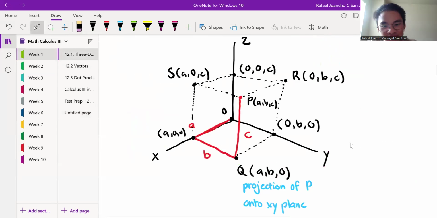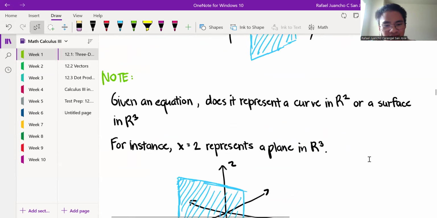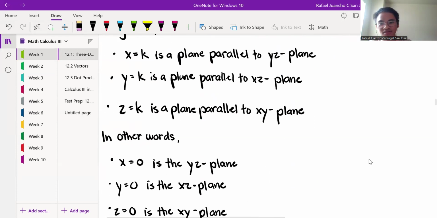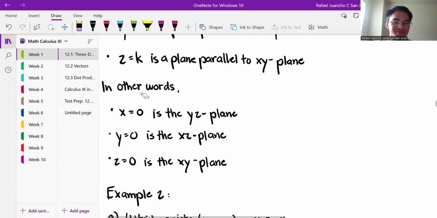And same idea for the others. y equals k is a plane parallel to the xz plane. z equals k is a plane parallel to the xy plane. So those are some general ideas. In other words, x equals 0 is the yz plane. y equals 0 is the xz plane. z equals 0 is the xy plane.